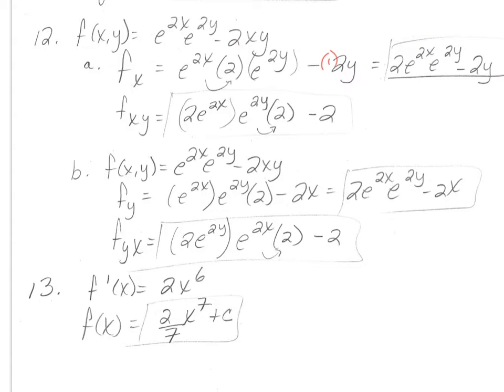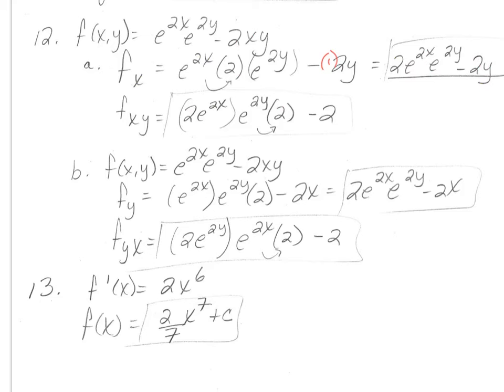So, start again. We're taking the derivative with respect to y. The 2 is a constant, comes along for the ride. E to the 2x is a constant. It's sitting here too because both of those are just numbers. And then take the derivative of the e to the 2y. You write it as it is. Chain rule out the derivative of the exponent, which is just a 2. The derivative of negative 2y with respect to y is just the coefficient negative 2.